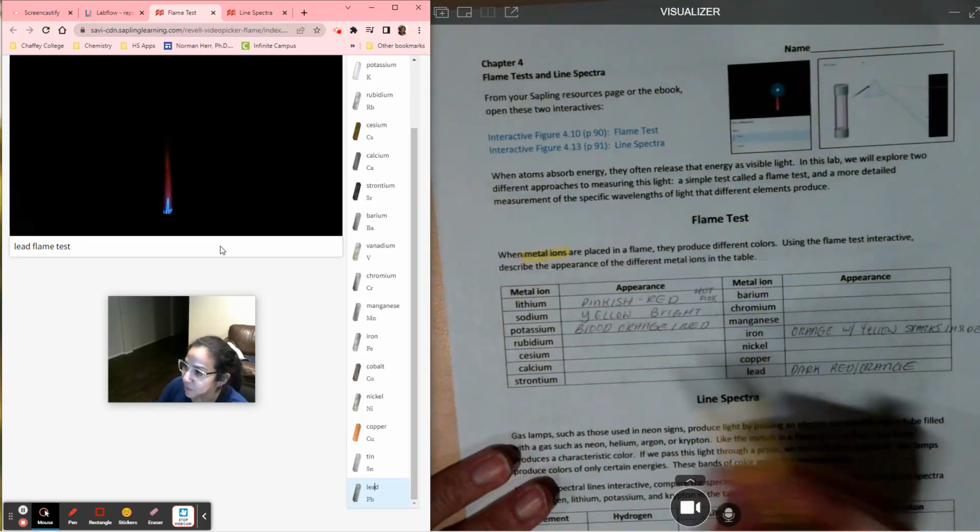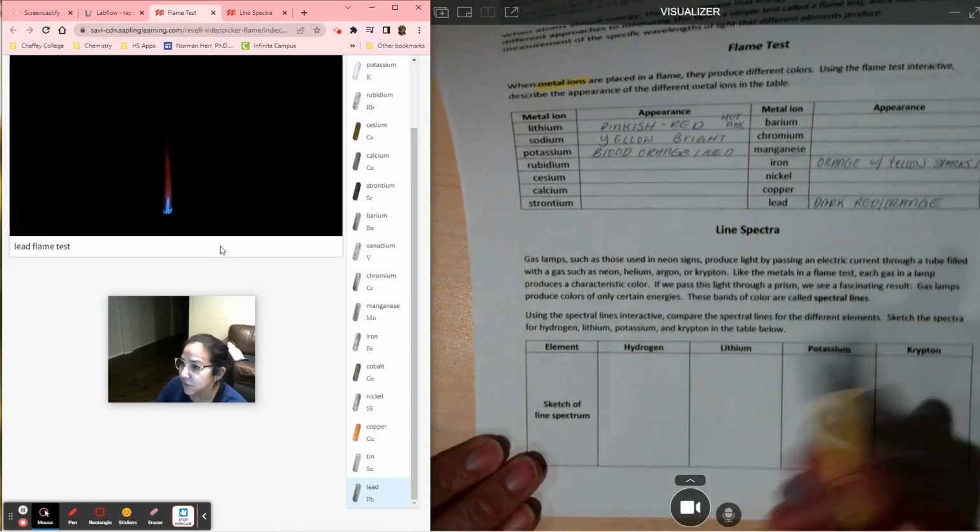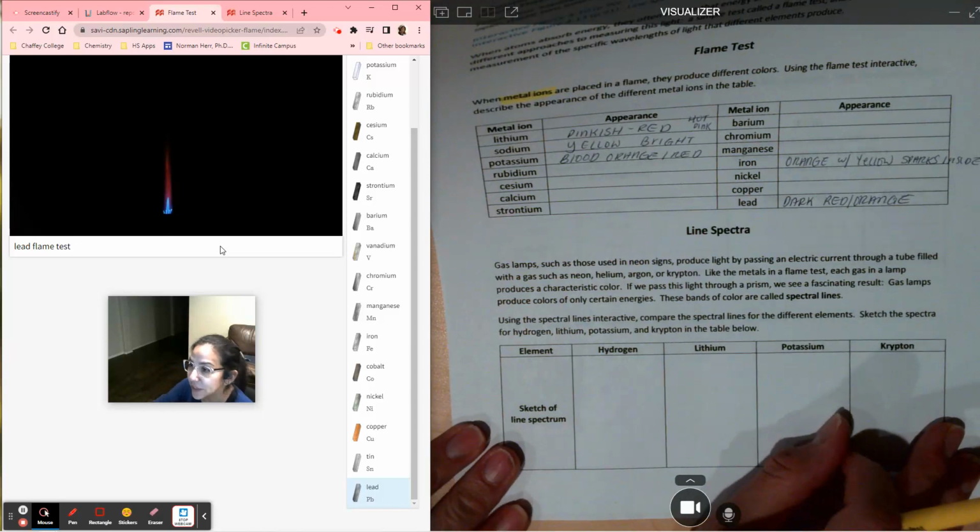Okay, so we're done with this section. You guys could do more if you like. I'm going to go ahead and now move on to the line spectra. So this one's going to be a little bit different.